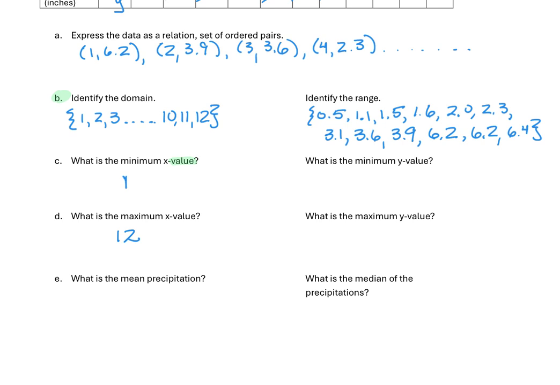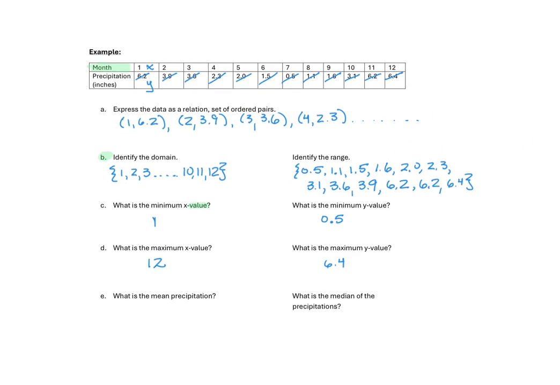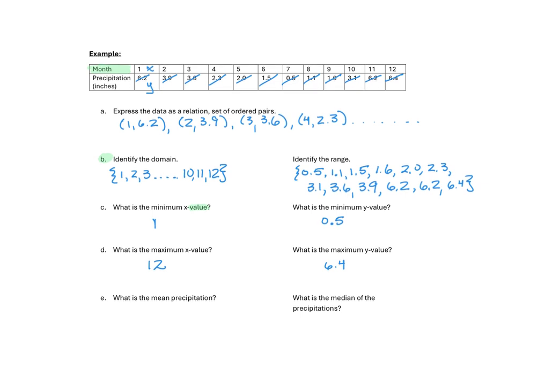All right, let's come over to our y values. And this is one of the reasons that I did want to rearrange these, is because we can do the same thing now. My minimum y value is my smallest. It doesn't matter where it occurs, but it is going to be 0.5. And similarly, my maximum y value is going to be the largest of these y values. It is going to be 6.4.